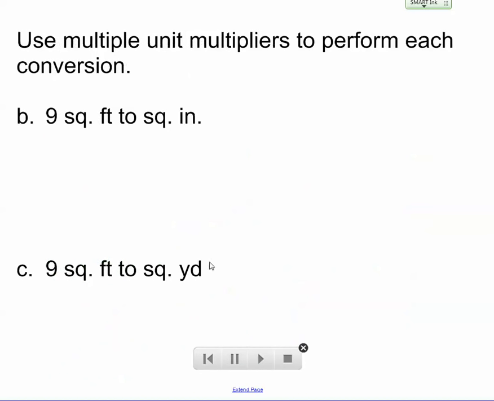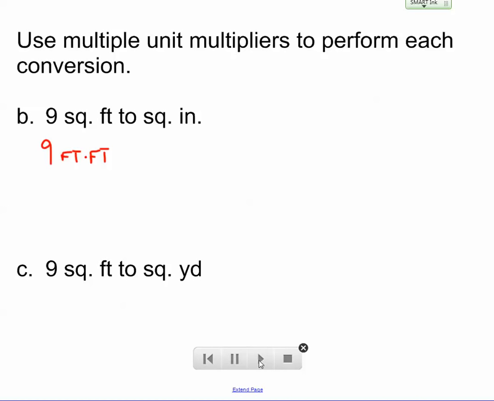Okay. So we're going to use multiple unit multipliers to perform these conversions. And like I said, these are area conversions. So what we've got here is 9 square feet. And I could write 9 square feet as 9 feet squared, or I can write feet times feet because that's square feet. That's where the square feet comes from.